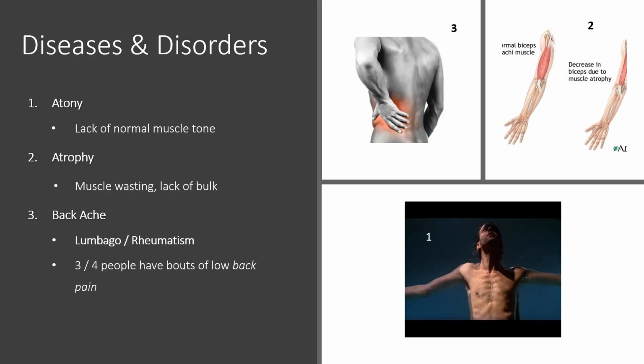Atony is a term given to a lack of muscle tone. Any word that has an A in front of it means that there's absence of what comes behind. So in this case, this is saying there's an absence of tone. This might be somebody who just doesn't exercise at all, somebody who maybe has been in a plaster, might have an atony to the muscles when they remove the plaster. Atrophy is muscle wasting or lack of bulk. And again, you might get atrophy of the muscle as you get older, or again after you've had a fracture.